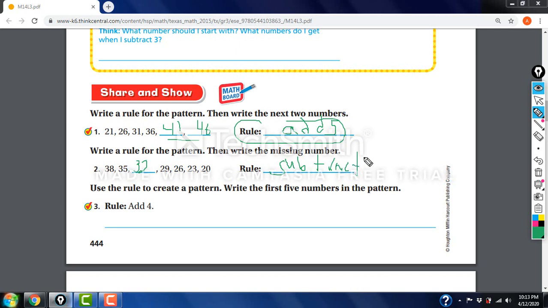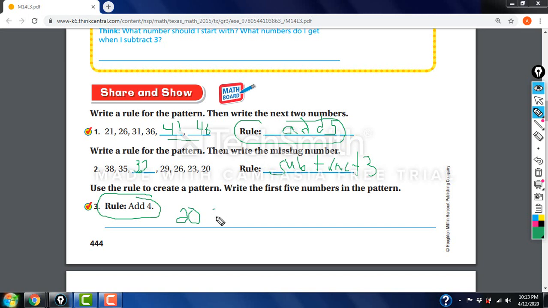Subtract 3. Use the rule to create a pattern. Write the first 5 numbers in the pattern. So the rule is to add 4. So let's start off with 20. And you can start it off with any number when you're adding.